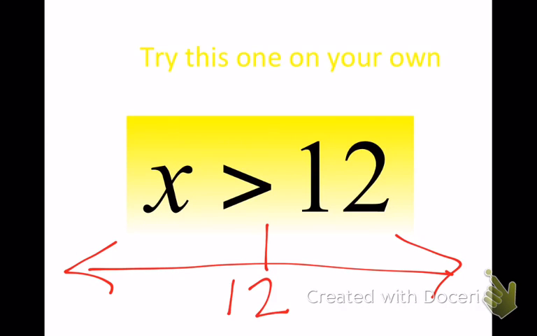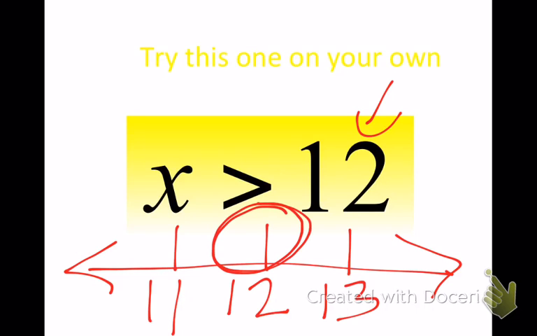Hopefully you went through and did what I said, and you paused the video and you tried this on your own. I made a number line with my landmark 12 right in the middle of it. One smaller, one bigger. I'm going to leave my circle open this time because there is no equal to line underneath that inequality symbol. And because x could be anything greater than 12, I'm going to shade it to the right. So that should be my answer.